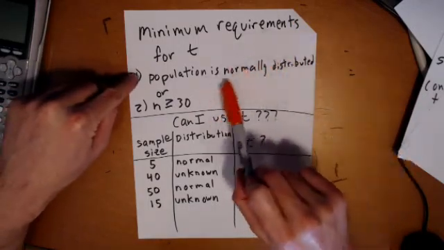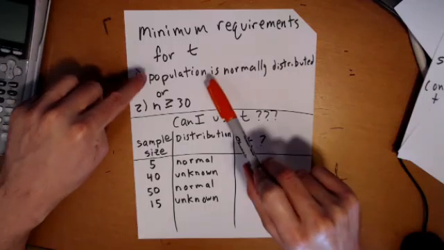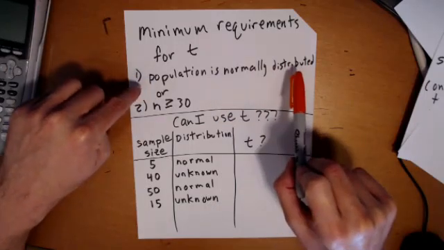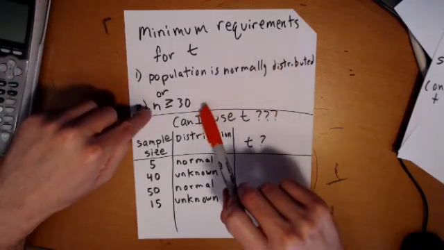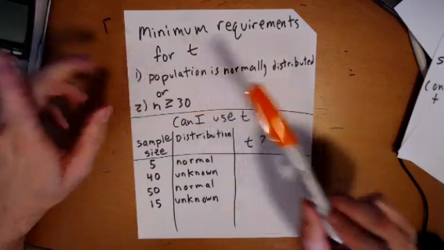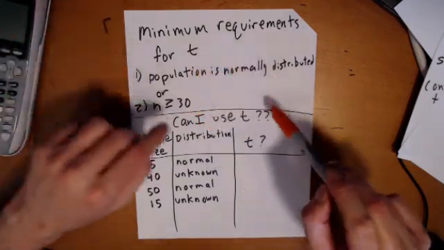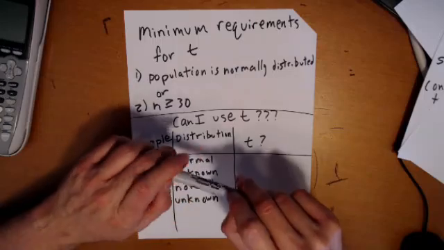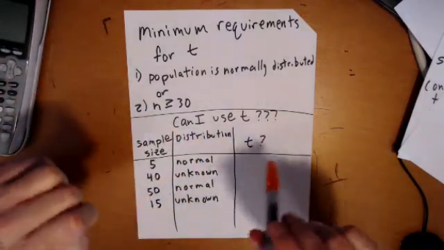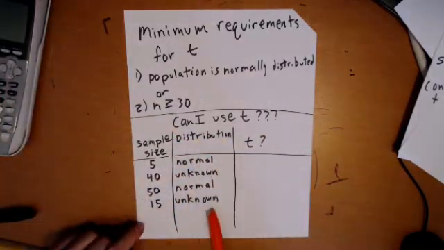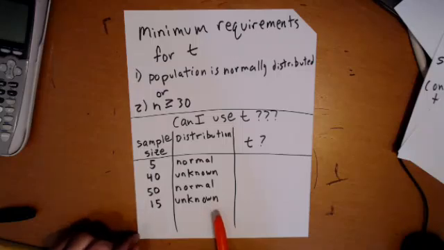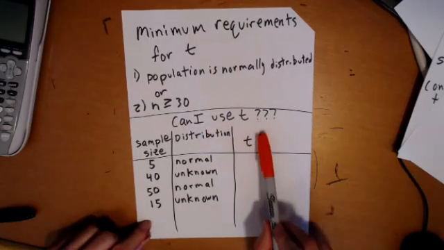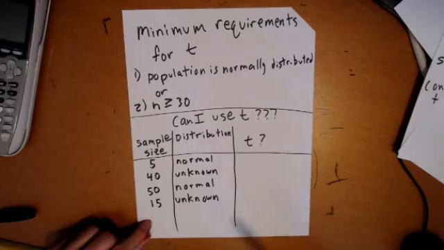So either the population that you're sampling from is normally distributed, or as long as your sample size is big, more than 30, you can go ahead and use T. And by T, I mean use the t-test or the t-interval. Okay, so here are some situations. Here's how I like to do it. Can I use T? We'll just say yes or no for these 4 situations.